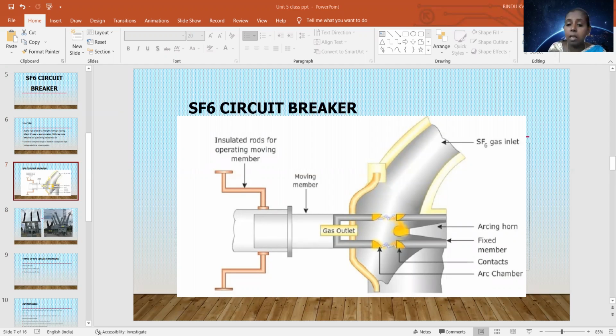This SF6 gas won't have any color, and it won't have any odor. This SF6 is sulfur hexafluoride gas.